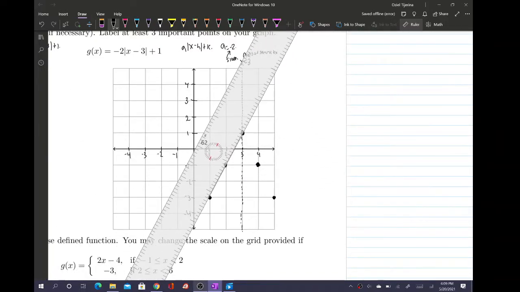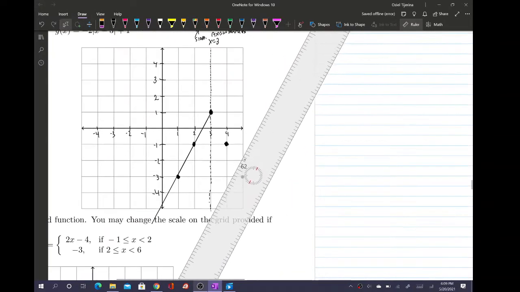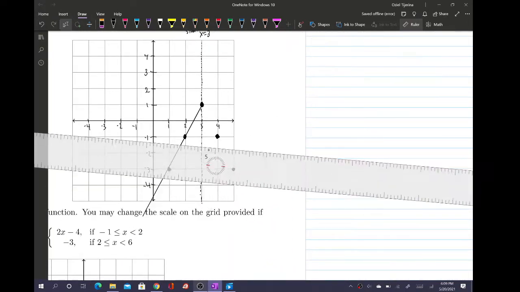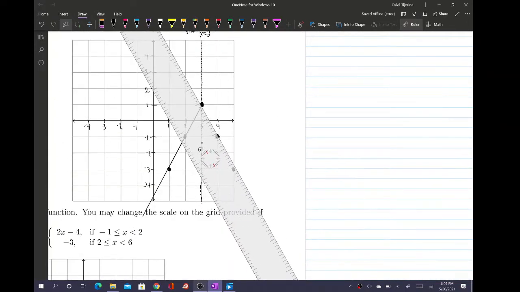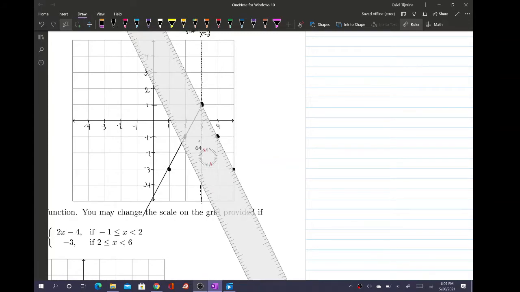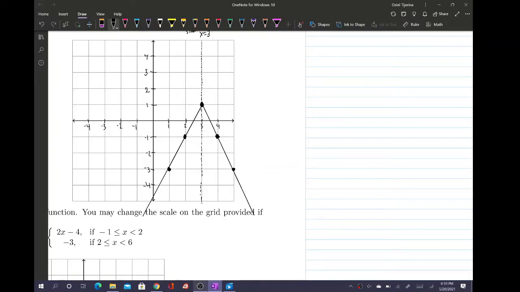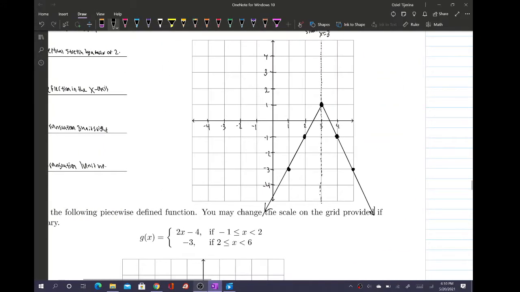Oh, and almost forgot. Okay. And then over here, so like this. And this is your answer. This is how you would graph it, right?